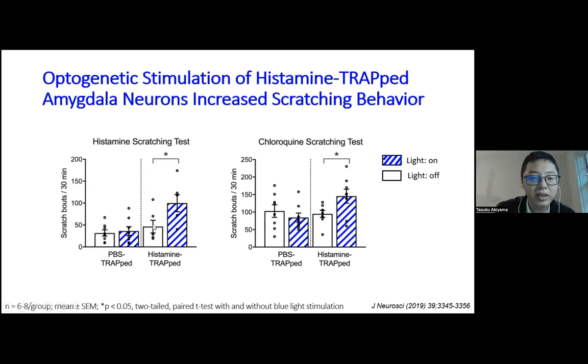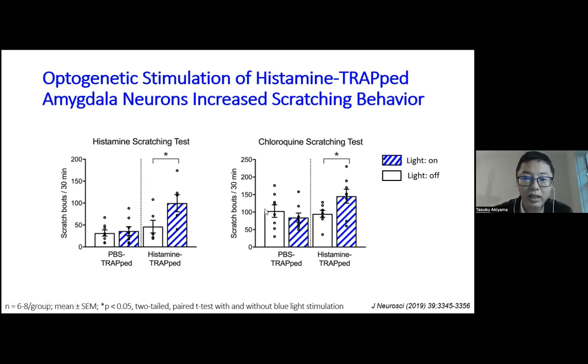Next we used the histamine trapped mice. Again, these mice have the light sensitive channel in the histamine responsive amygdala neurons, so by delivering the blue light in these mice, we can activate the histamine responsive amygdala neurons. Here, just injecting the histamine without light, we see about 50 scratches. With blue light, we now see an enhancement of the histamine evoked scratching.